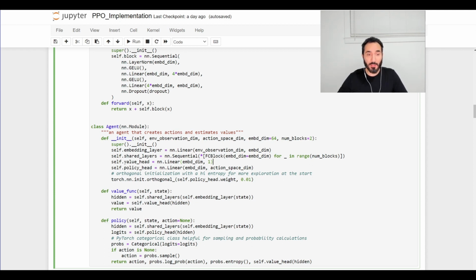One is related to why we have shared layers here. We don't need to. In fact, you can have two separate neural networks, one for value and one for policy. And it's very common to do that. From a practical perspective, it's easier to have separate neural networks that you train separately.